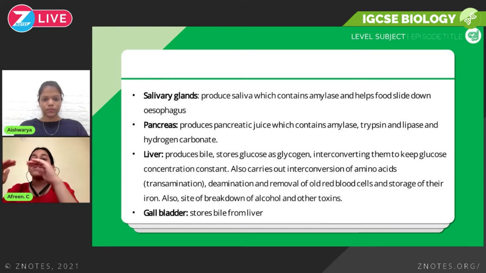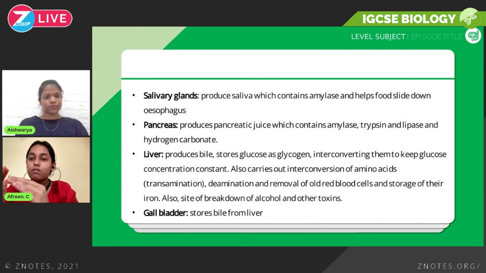Then we have the liver. The liver produces bile. Bile, once again, emulsifies fats and creates optimum pH conditions in the duodenum. And that's basically it, but it also carries out conversion of amino acids into different products by the process of deamination. And this is something you learn in another chapter in IGCSE Biology.